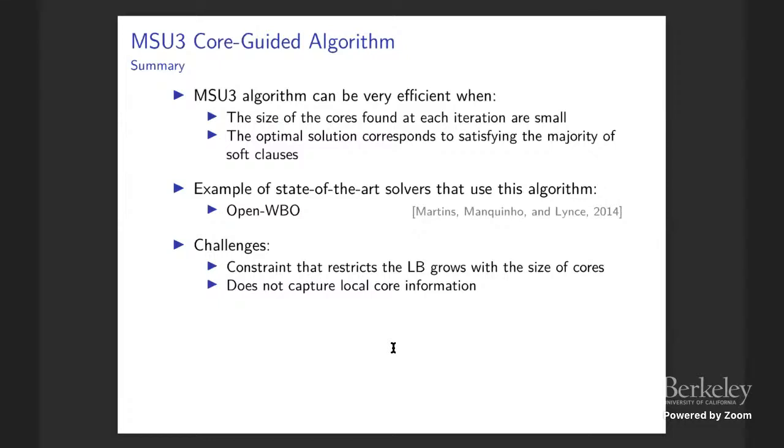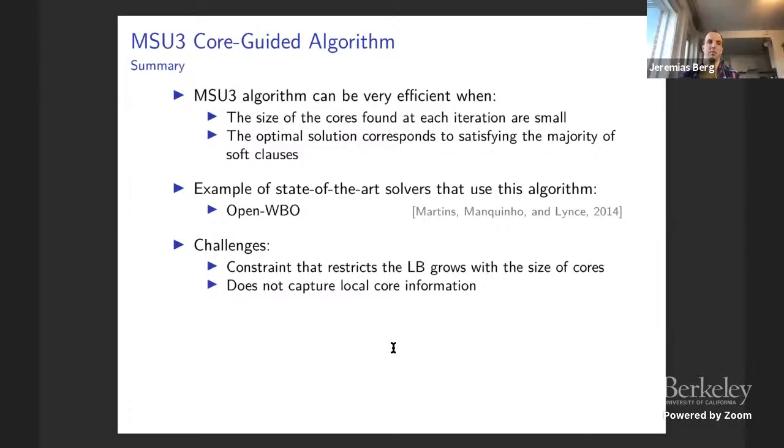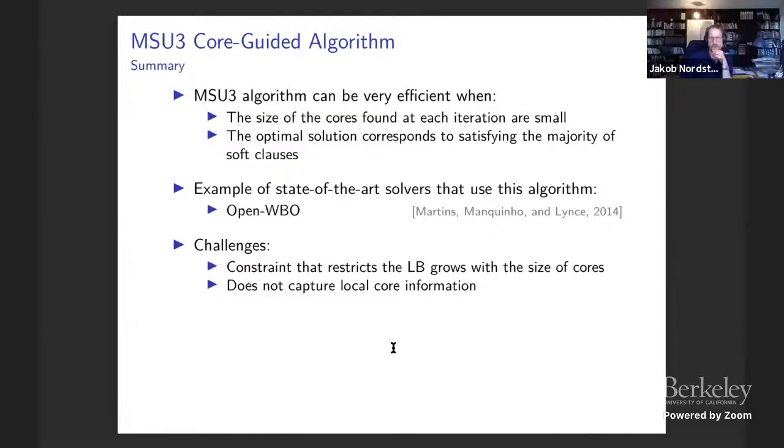So I have another technical question. So this fact that you're allowed to falsify so and so many of the soft clauses, this will now be encoded in CNF in some nifty way that you have for encoding your cardinality constraints.